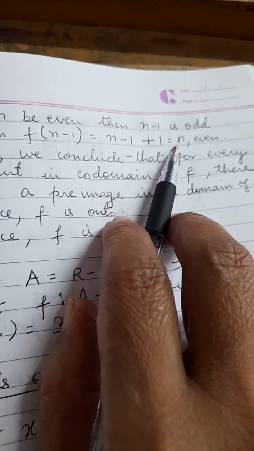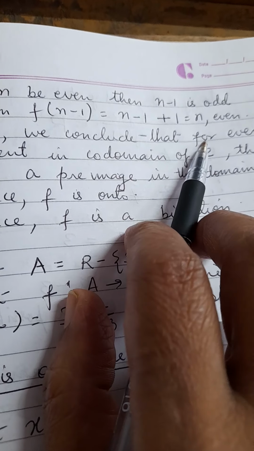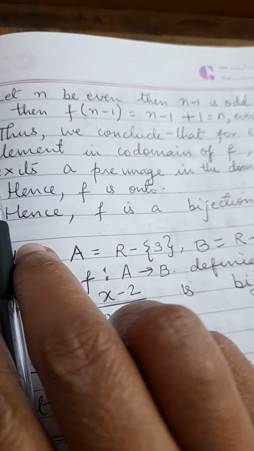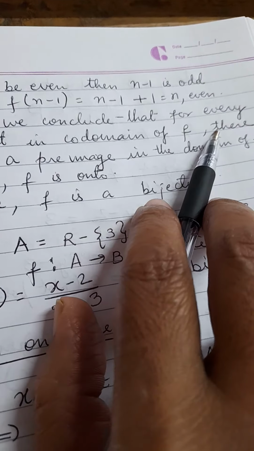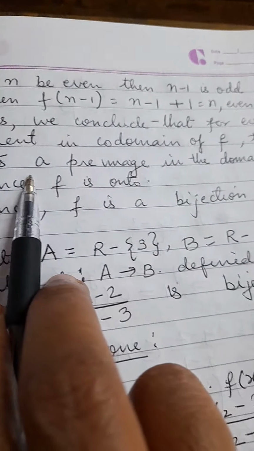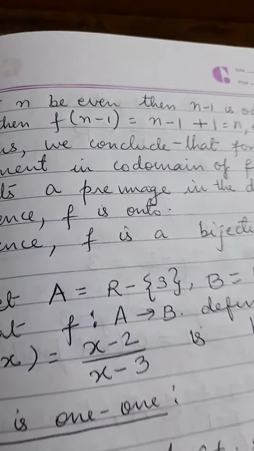What we are noticing in the two cases is that for an even number we are getting the image as odd, and for an odd number we are getting the image as even. Means we can conclude that for every element in the codomain of f, there exists a pre-image in the domain. Hence the function is onto, and hence it is a bijective function.